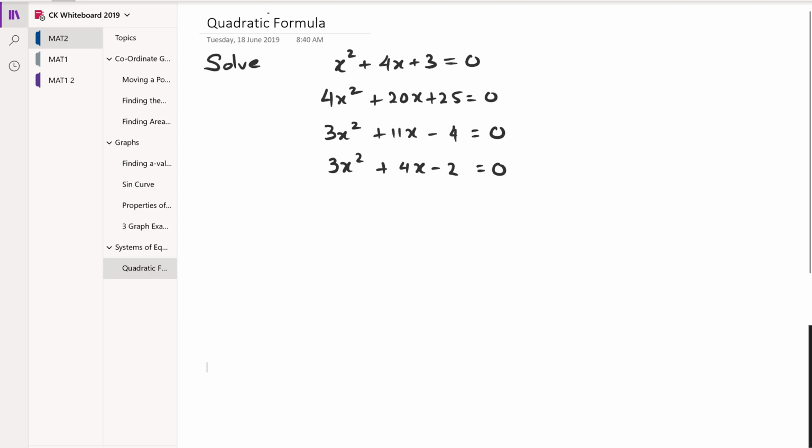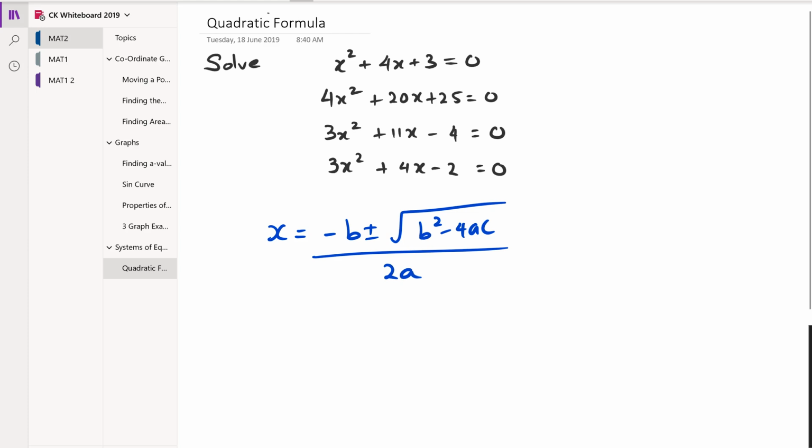Hey guys, in this session I'm going to go through the quadratic formula and use it to solve these 4 questions here. Now you might be wondering where the quadratic formula actually came from. It's a bit of a long story. I'm sure I'll make another video for it later on, but basically the formula looks like this. x is equal to minus b plus or minus the square root of b squared minus 4ac, over 2a.